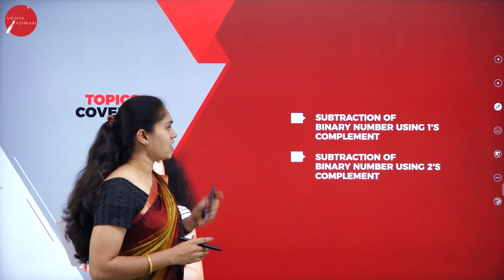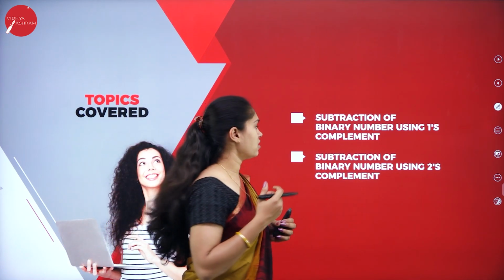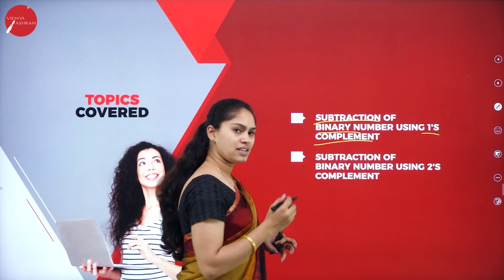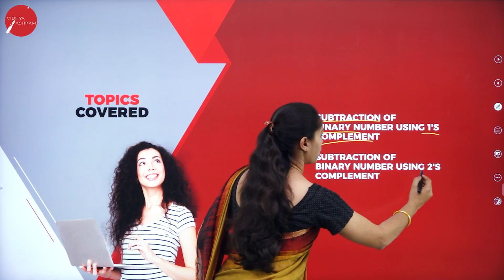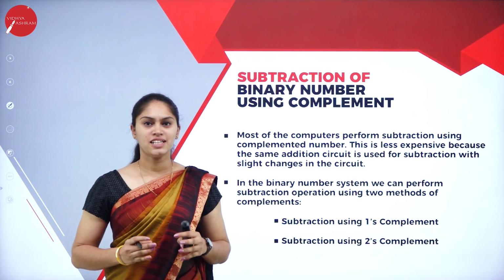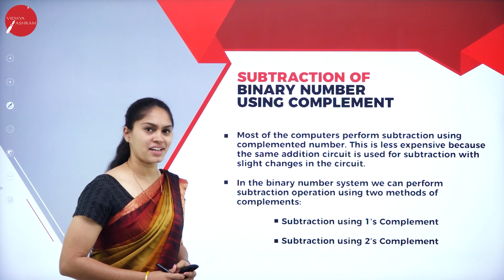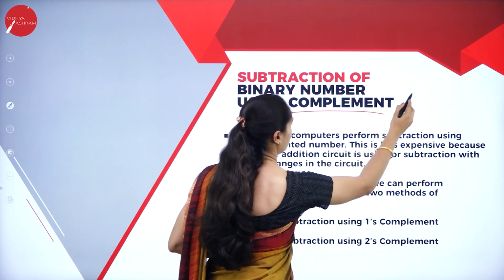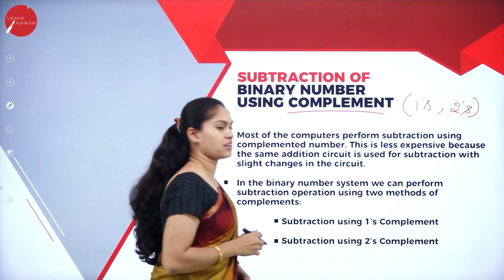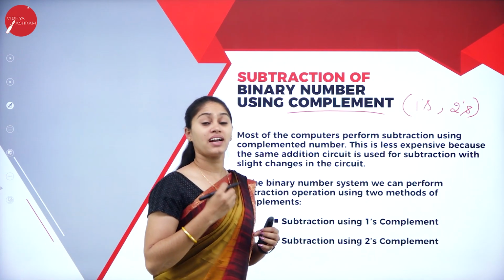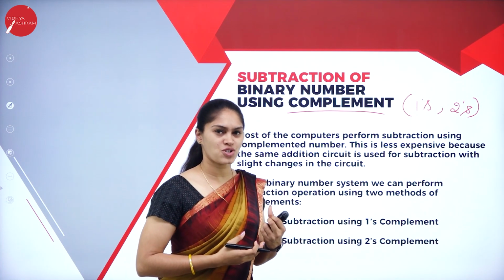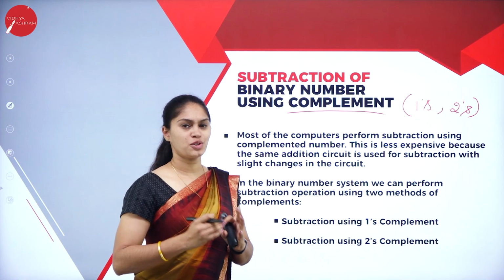In today's session, we are going to learn the subtraction of a binary number by making use of 1's complement, and the subtraction of a binary number by using 2's complement. This will be the content of today's session. So now we'll see the subtraction of a binary number by making use of the complement, which includes both 1's complement and 2's complement. Now we know what the 1's complement is and how to find the 2's complement. Then we will see how to perform binary subtraction by making use of 1's and 2's complement.